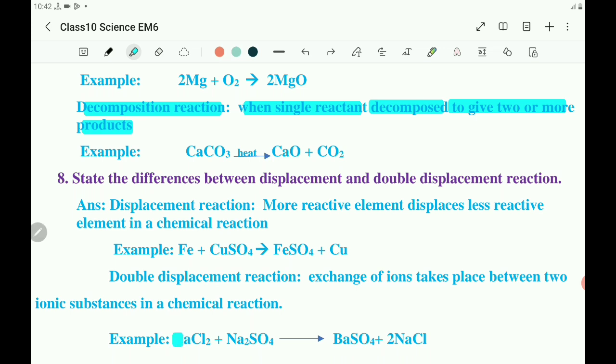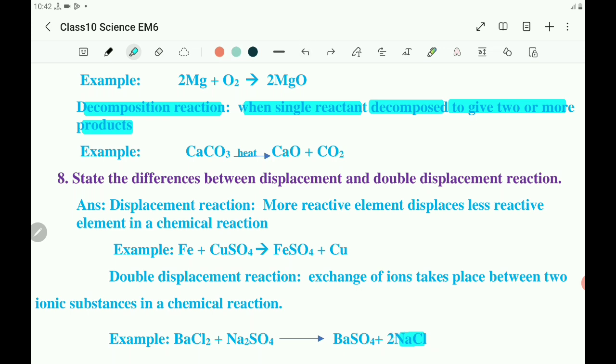Here barium chloride reacts with sodium sulfate. BaCl2 is the molecular formula of barium chloride. Na2SO4 is the molecular formula of sodium sulfate. When barium chloride reacts with sodium sulfate, the new compounds formed are barium sulfate, BaSO4, and NaCl, sodium chloride.